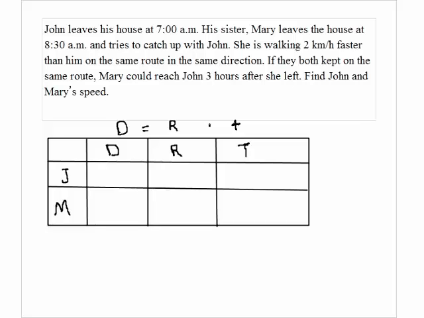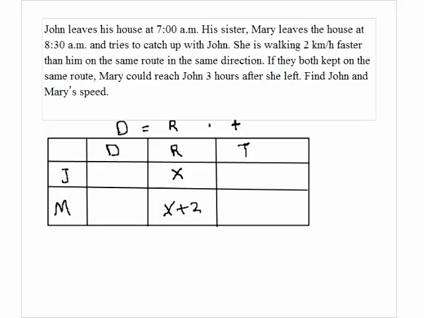We know Mary is walking 2 km/h faster than John. So if I let x be the rate for John, what would be the rate for Mary? Correct, it's x plus 2. If the rate for John is x, the rate for Mary would be x plus 2 because she is walking 2 km faster.